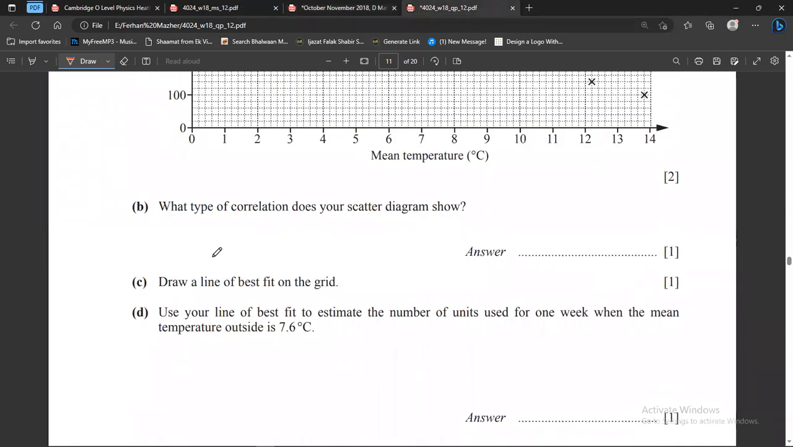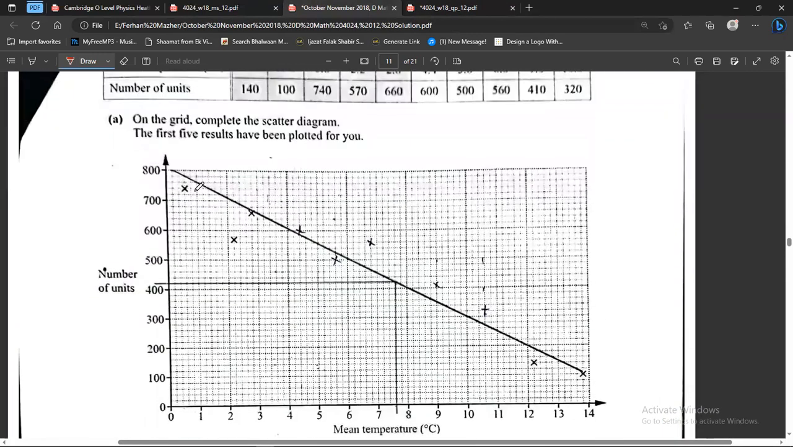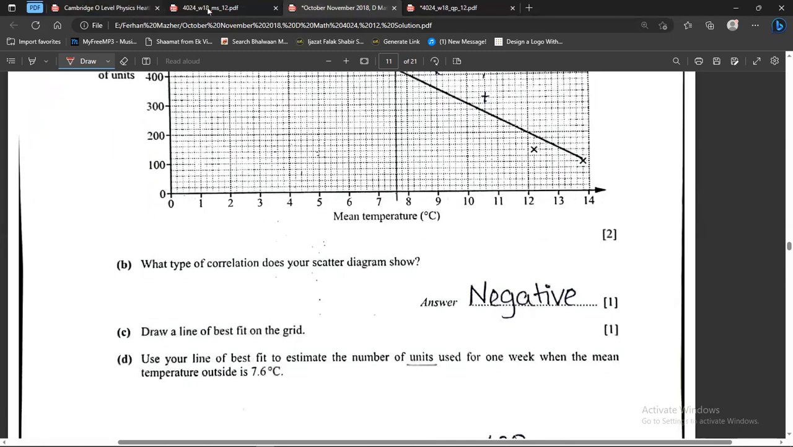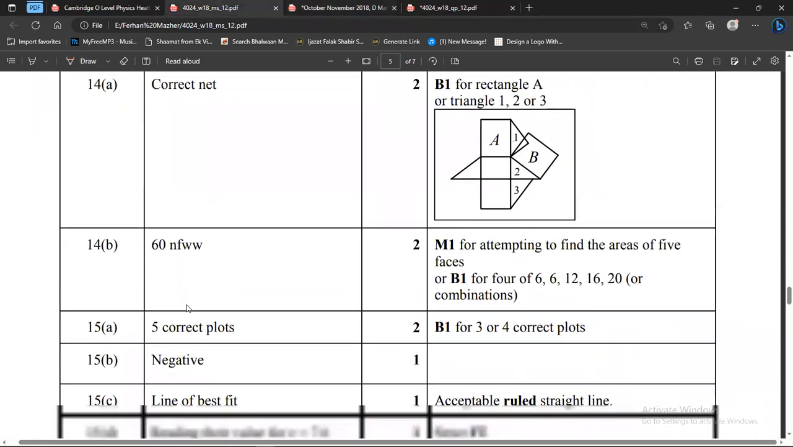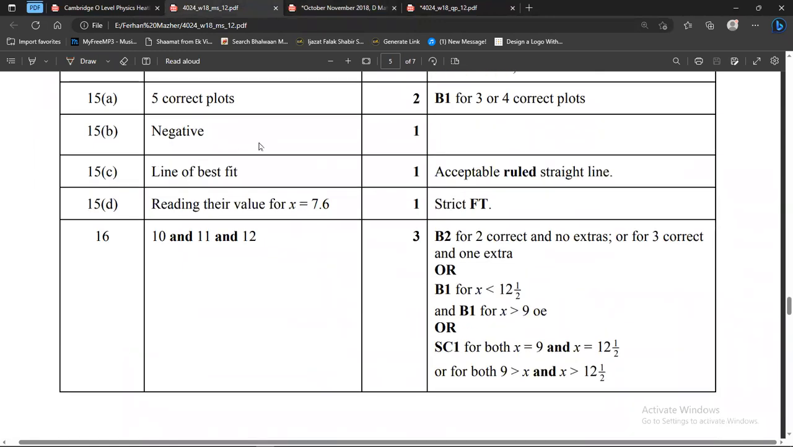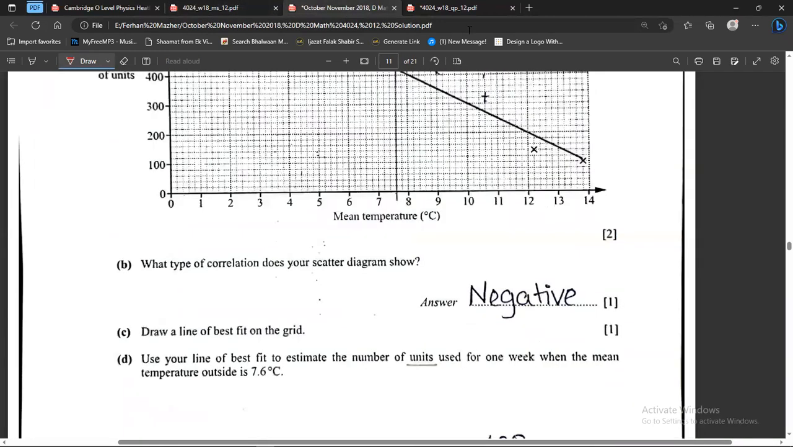They say, what type of correlation does your scatter diagram show? This scatter diagram, if you look at this pattern, as you move to the right in this diagram, the pattern is going downward. So it's a negative correlation. This is a negative correlation. So I will write here negative. It's a negative correlation.